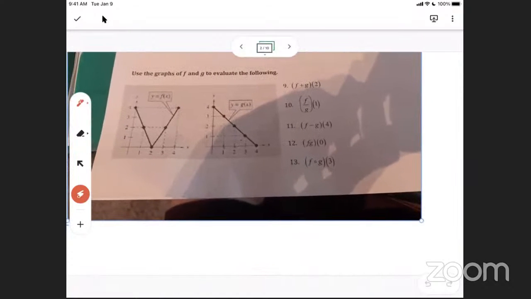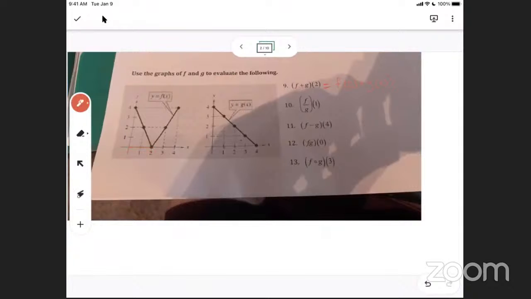Ready for the next one? Yeah. All right. This question says, use the graph to evaluate the following. When it says evaluate, that means find the value of. So f plus g of 2 is the same as f of 2 plus g of 2. So I have to find f of 2. Let's go to my f graph, which is this left one. Go to 2 on your x-axis, right? Go to the 2 and find out what that y value is.